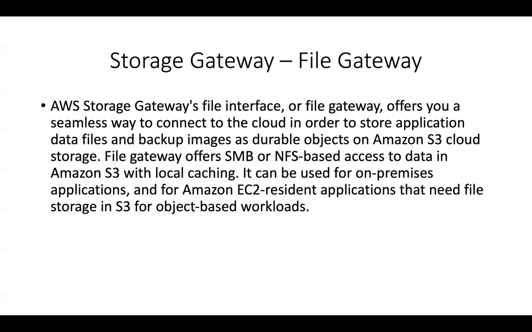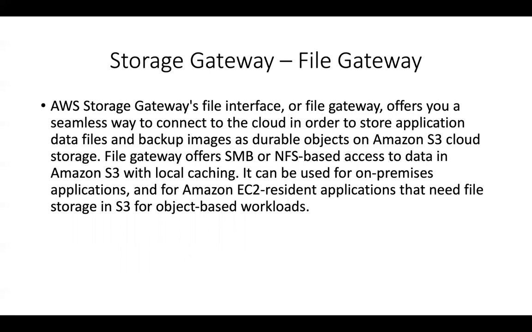Then we have the second type of gateway called a file gateway. So it's a file interface or a file gateway that offers you a seamless way to connect to the cloud in order to store application data files and backup images as well as durable objects on S3. So it offers two types of protocol support. It offers the SMB protocol and the NFS protocol.